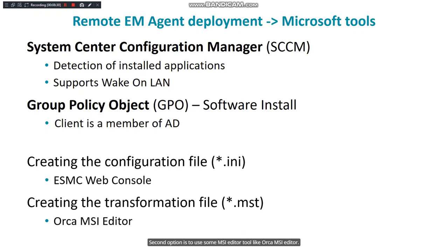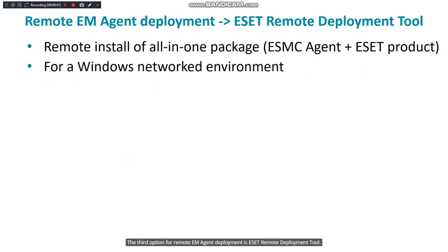Second option is to use some MSI editor tool like Orca MSI Editor. Orca is a tool that allows to edit properties of MSI installer files and to add specific configuration to the MSI installer. The third option for remote EM agent deployment is ESET Remote Deployment Tool. It is a standalone application dedicated to deploying all-in-one packages to Windows client computers in networked environment.